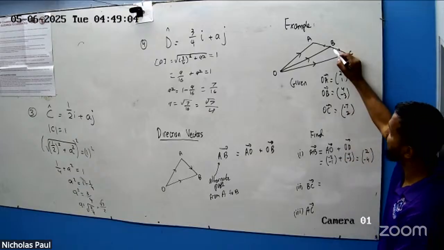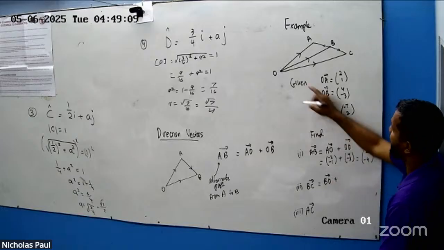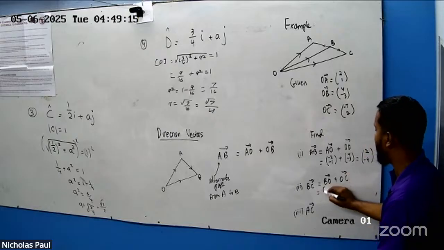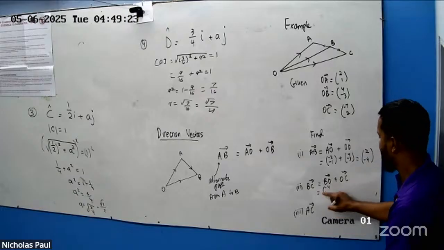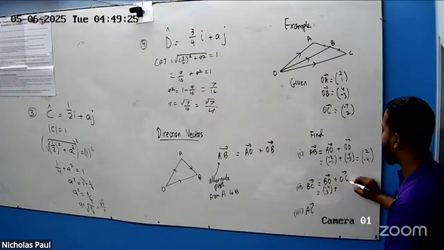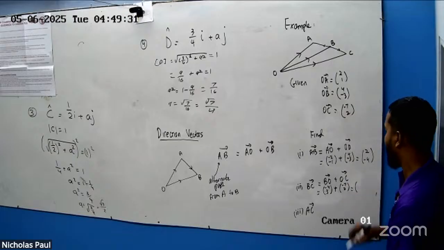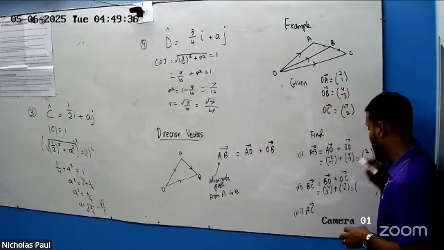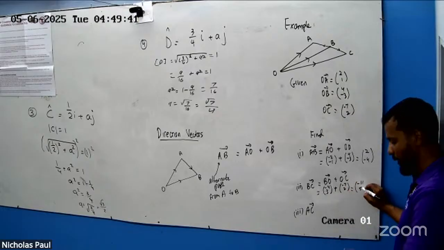So what's the next option? Next option is B to O and then O to C. Right? So B to O is what? Minus 4, 3. B to O is minus 4, 3. And O to C is what? Minus 7, 2. Right? Don't forget it's minus 4, 3. The signs have to change. Okay? So that'll be minus 4 plus minus 7. That's minus 11. 3 plus 2 is 5.